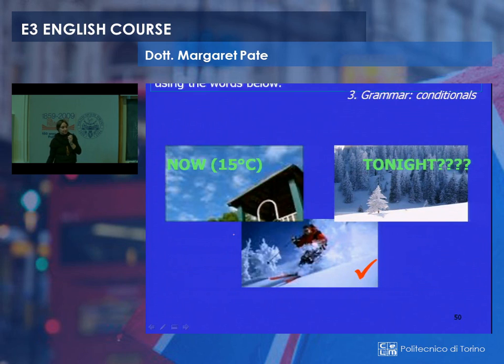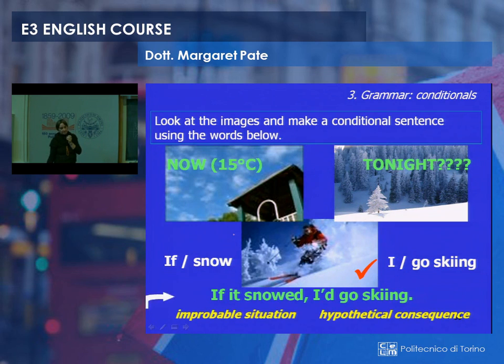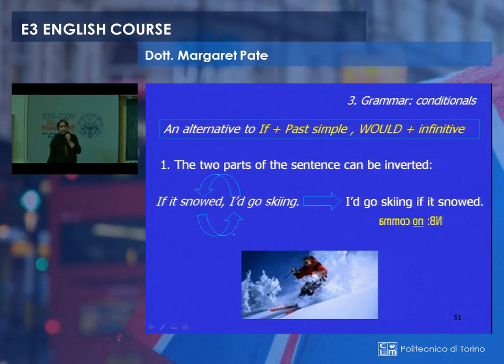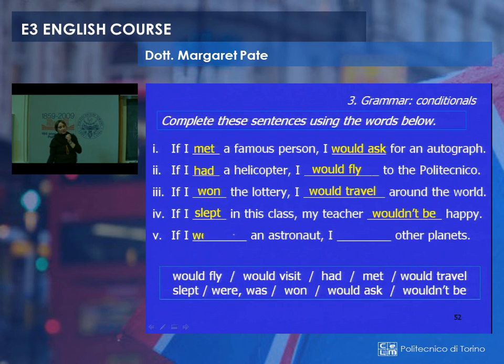So, making a sentence this time, what's different? Okay, now it's 15 degrees centigrade and we're wondering about snow tonight. The probability of it snowing is very small or unrealistic. Okay, and so the new sentence is going to be, if it snowed, I'd go skiing, all right? Showing that in our opinion, it's unlikely, it's not probable. Again, we can invert the two sections and we can use no comma if we invert this. I think we'll leave this. You can do that at home.